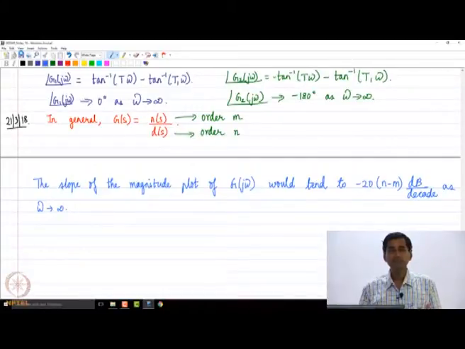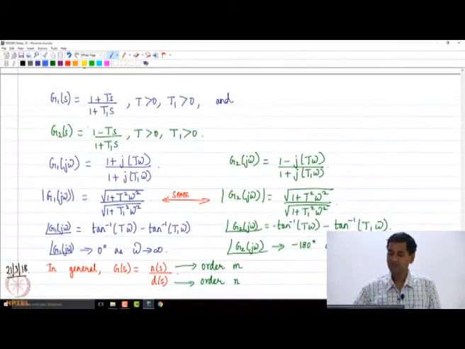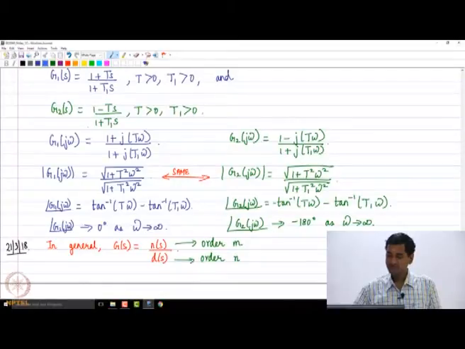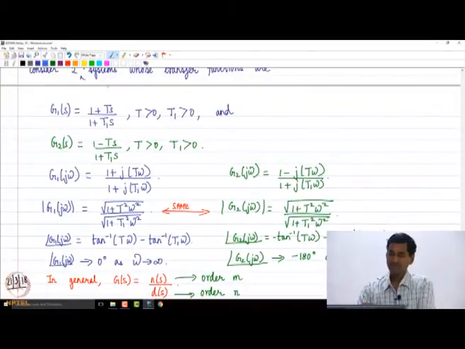So, the slope of the magnitude plot is always going to tend to a value of minus 20 times (n minus m) decibels per decade, irrespective of whether we have a minimum phase system or a non-minimum phase system. This is something we can check from the previous example, right. So, what did we do in the last class? We immediately saw that the magnitudes were essentially the same, and if you look at it, this is like 1 plus Ts and 1 plus T1s, right.